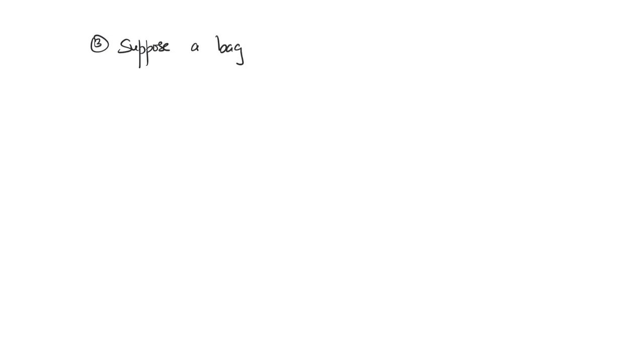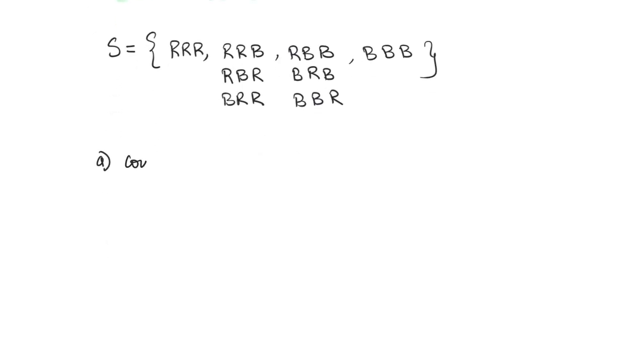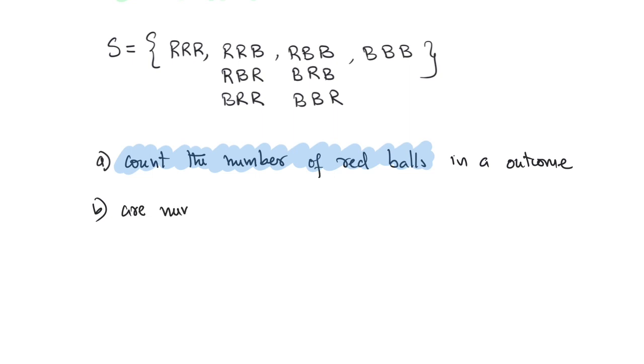A third experiment could be working with a bag that contains 5 red balls and 8 blue balls. And the experiment consists of drawing 3 balls from the bag. The sample space is listed here. And given an outcome, we might be interested in counting the number of red balls in the outcome. Or we might ask the question, are the number of red balls more than the number of blue balls?